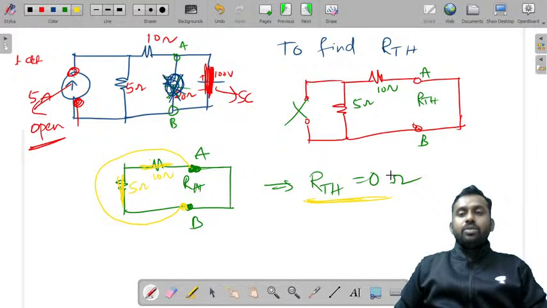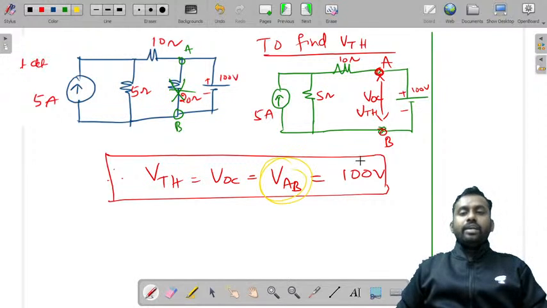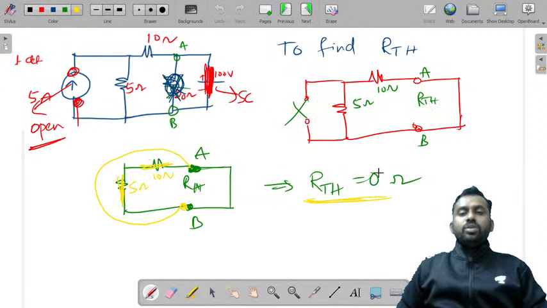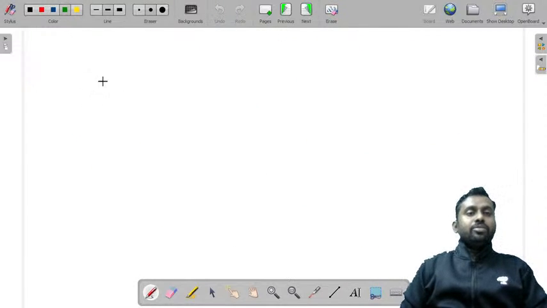So the equivalent resistance is RTH equal to 0 ohms. So we have got VTH is equal to 100 volts, RTH is equal to 0. What is RTH equal to 0? Resistance 0, short circuit simply. So let us draw the equivalent circuit now.